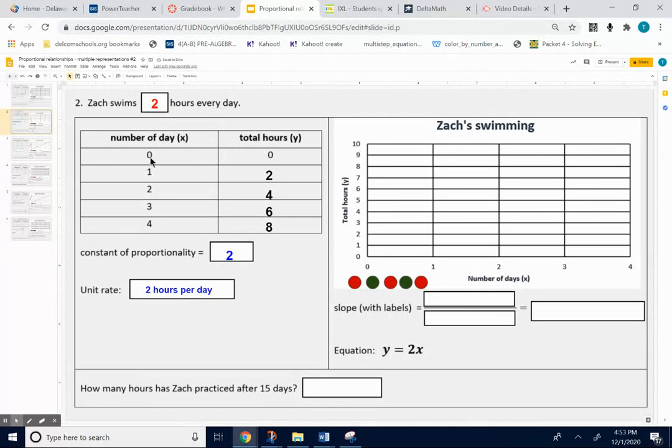Do my graph. I could just go for my points. 0, 0: 0 days, 0 hours of swimming. 1 day of swimming, 2 hours. 1 day over, up to 2 hours. 2, 4: over to 2 days, up to 4 hours. 3, 6: over to 3 days, up to 6 hours. 4, 8: over to 4 days, up to 8 hours. Graph my line.